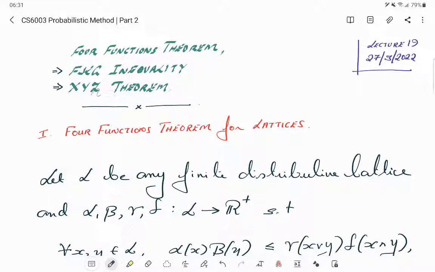The most important of them would be what is known as the XYZ theorem. FKG is named after three people, whereas XYZ, you will see the reason for the name when we reach that theorem.